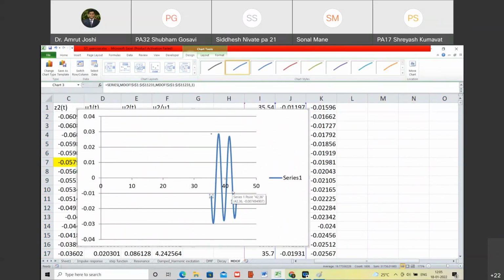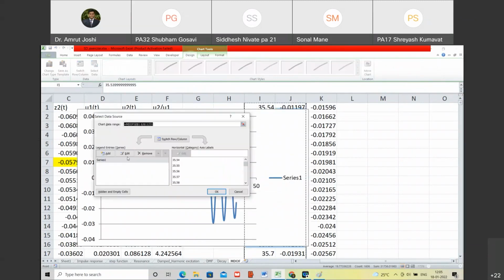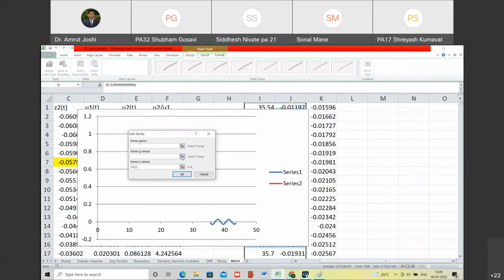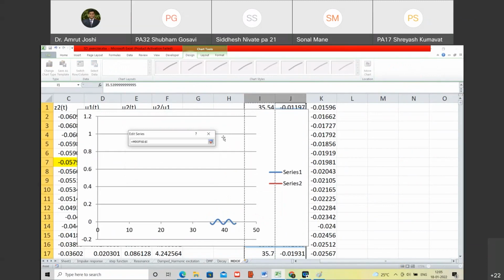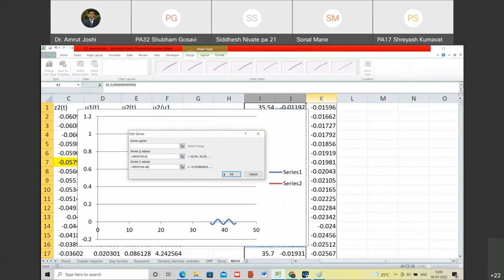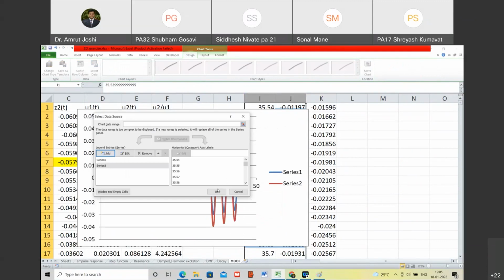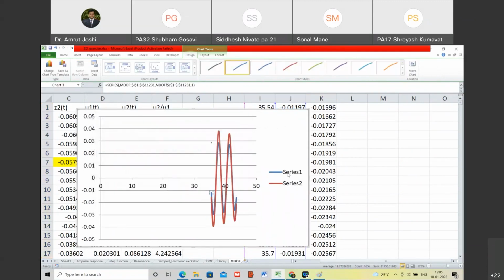It's okay. On the same thing, let us plot, select data, add this, and this. What do you observe? What is your observation? Sir, oscillation occurred in sync. Do you agree with me? Yeah.